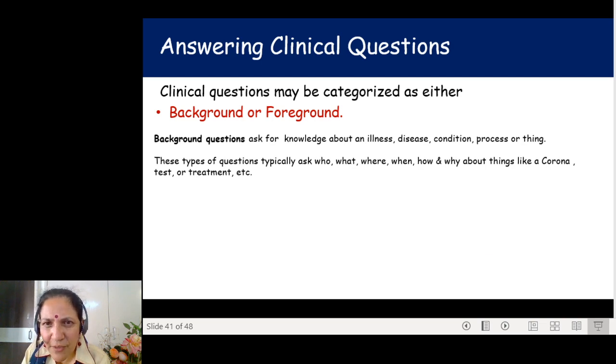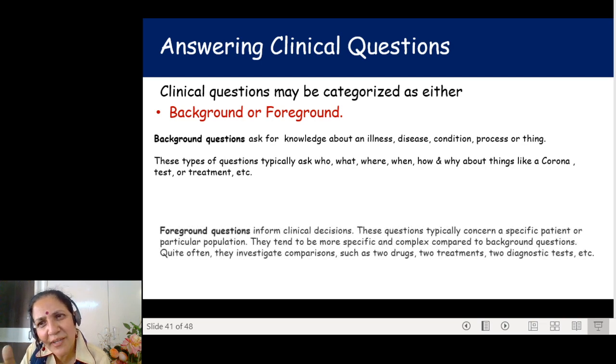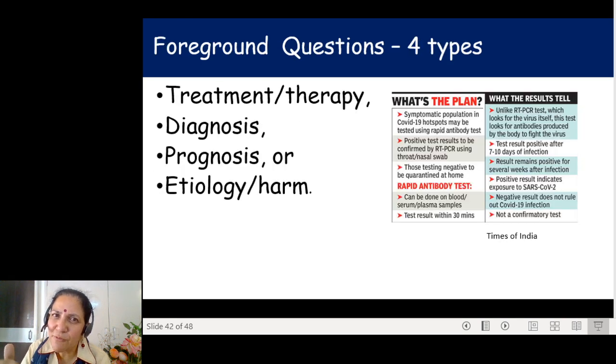Foreground questions inform clinical decisions. These questions typically concern a specific patient or a particular population. They tend to be more specific and complex compared to the background questions. Quite often they investigate comparisons such as two drugs, two treatments, two diagnostic tests, etc. So we have 4 types of foreground questions: the treatment, the diagnosis, prognosis, or the harm.